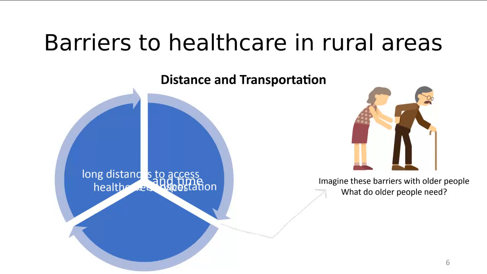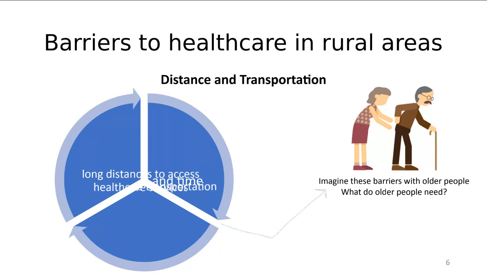So remember the first one, it was transportation and distance. And this is an image of older people who needed help. Imagine those old women and old men who can barely walk. How do you imagine they can follow up with appointments and drive every week or every 2 weeks to see the doctor in the rural areas? So this is actually a problem.